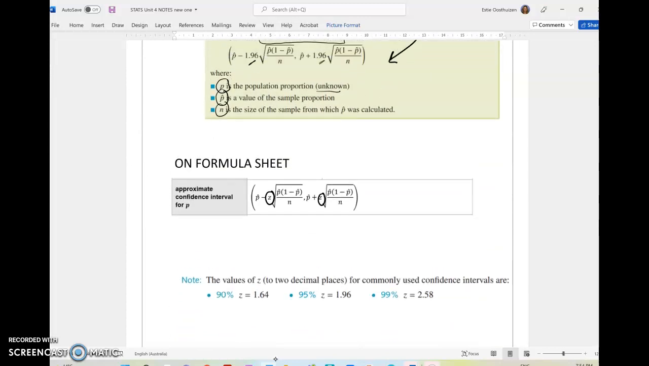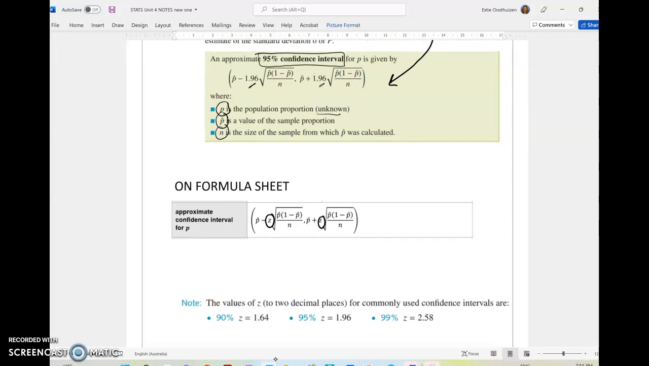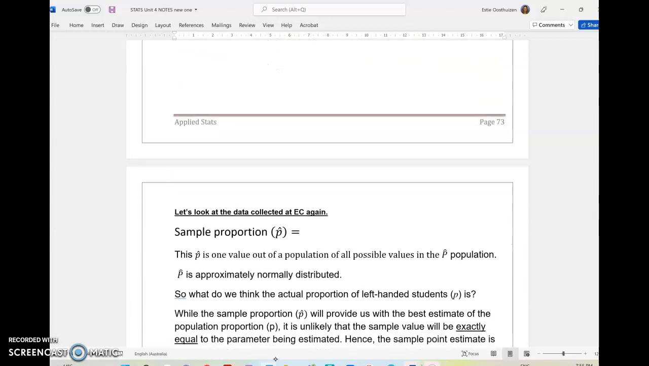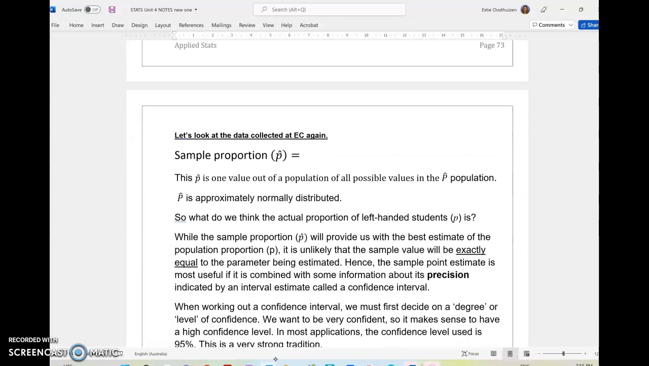So just a reminder here as well. Remember, for a 95% interval, the z-score is 1.96. If it's a 99% interval, then you'll substitute the 2.58 in. If it's a 90% interval, then you'll substitute the 1.64 in. Right, so moving on to page 74.